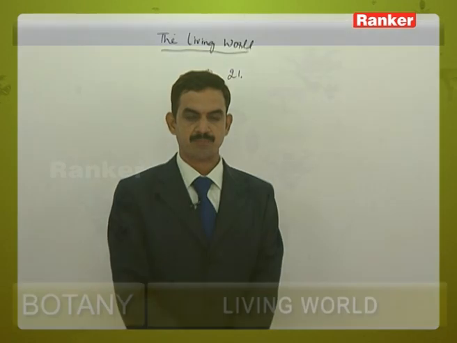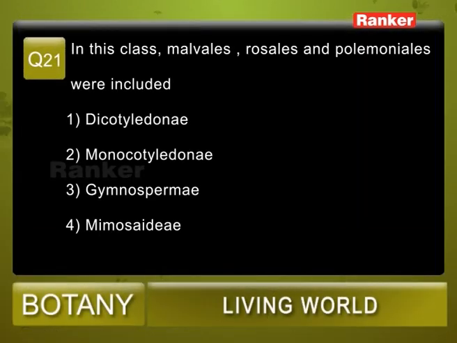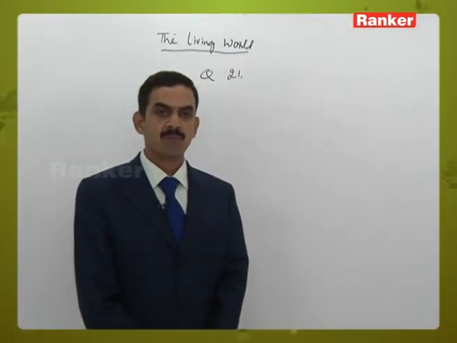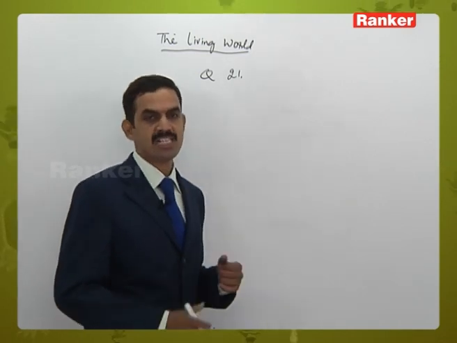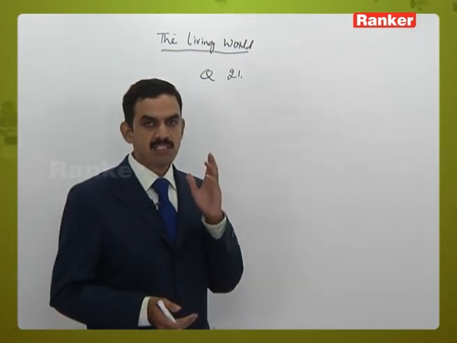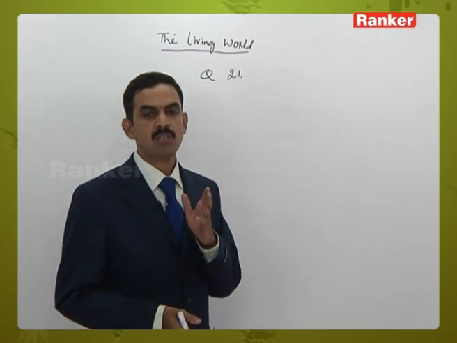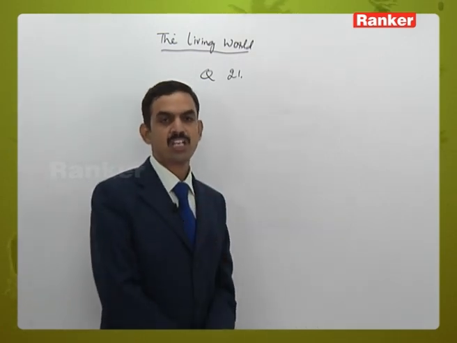Question number 21. In this class, Malvaceae, Rosales and Polymoniales were included. Options: 1. Dicotyledonae, 2. Monocotyledonae, 3. Gymnospermae and 4. Mimosoideae. Here it is related to Malvaceae, Rosales and Polymoniales. All these three belong to a class called Dicotyledonae.